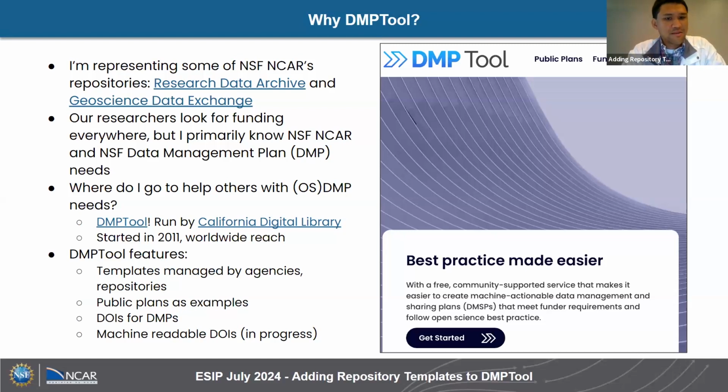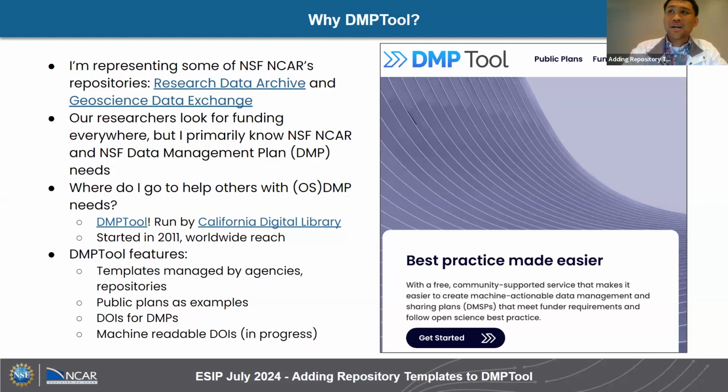DMP Tool features templates that are managed by agencies and repositories. We'll get a little bit more into showing that geoscience is lacking compared to other areas such as health. There are public plans as examples, and there are featured plans. If you don't know which plan is actually good and what you should try to emulate, there are featured plans that will show you this is what you should really do.